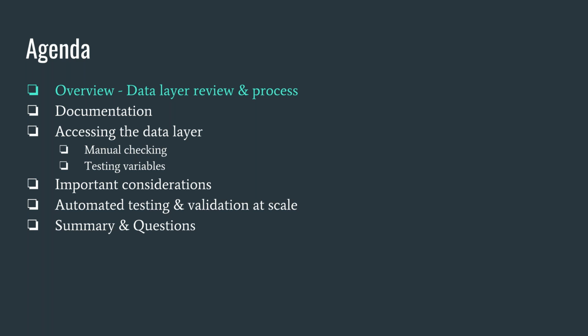We'll then go into some important considerations to think about as you're testing the data layer and validating everything, and then a few topics around automated testing and then validation at a massive scale. So how we can go about that, say you're managing 20, 30, or even 1,000 or 2,000 websites. I'll go through a couple techniques for how you can help automate this process, both using some tools that you're probably already using, such as analytics, as well as tools such as Tag Inspector. At the end, we'll just quickly run through everything in a summary and answer any questions.